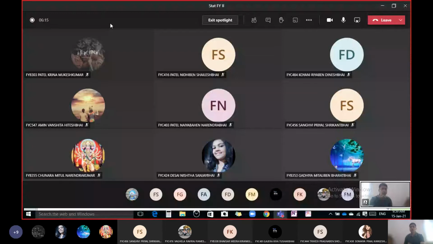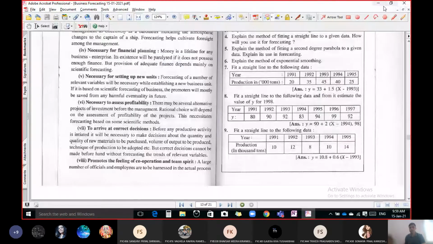Question number 8. What is the question? Fit a straight line to the following data. See, in question number 7, the same thing is there. Fit a straight line to the following data.